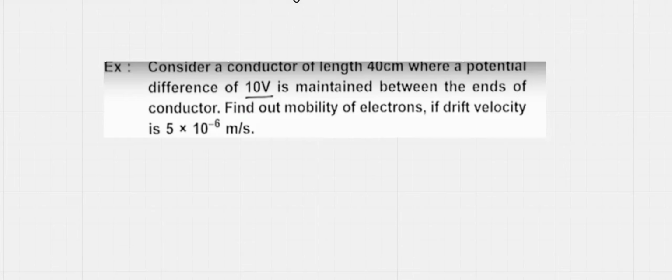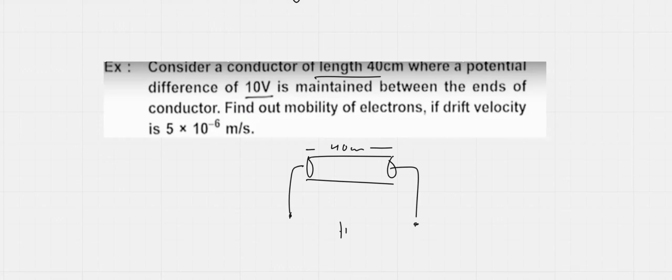Okay, look, Kirtana, just look at the solution for this one. Given a conductor of length 40 centimeter, this is one terminal, this is another terminal. Potential difference across it is 100 volt. Find the mobility of the electron.